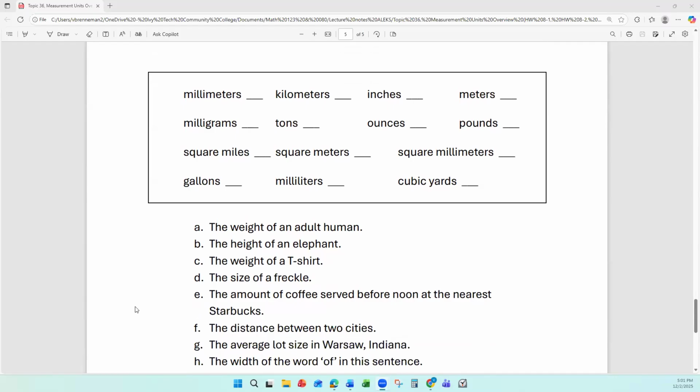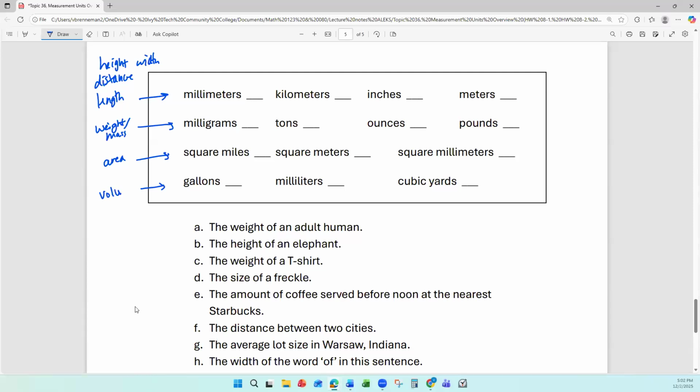So the weight of an adult human would be, so these are kind of categorized like these are lengths. Here in the first row, length, distance, that could be height, width, anything like that. Then the next row is weights or masses. Weight, mass. And then we have the square miles, meters, millimeters, that would be area. And then the gallons, milliliters, cubic yards would be volume.